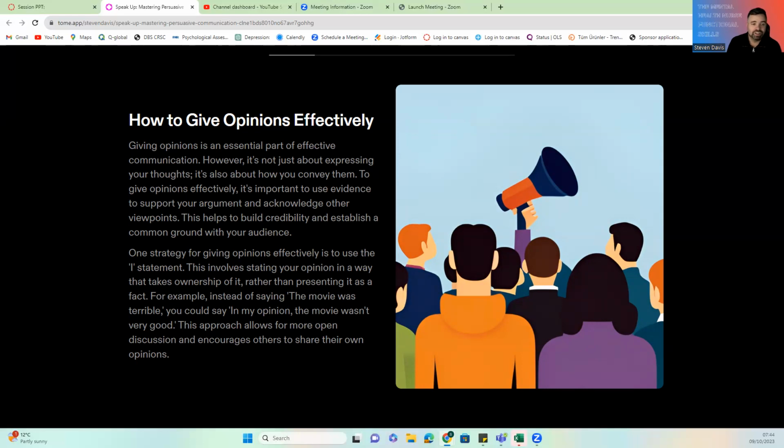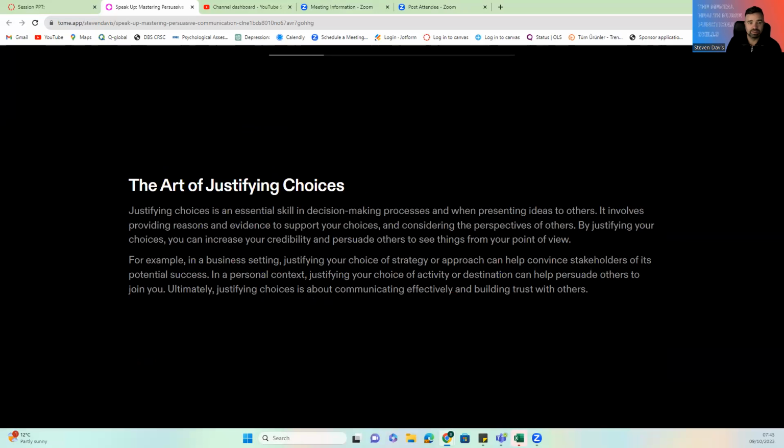One strategy for giving opinions effectively is to use I statements. This involves stating your opinion as your own, which is a way of taking ownership of it rather than presenting it as a fact. For example, instead of saying the movie was terrible, I could say, in my opinion, the movie wasn't very good. This approach allows far more open discussion and encourages others to share their own opinions.